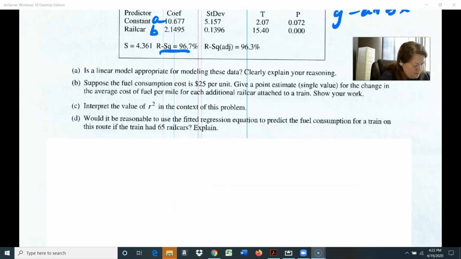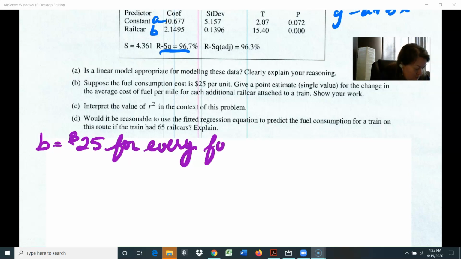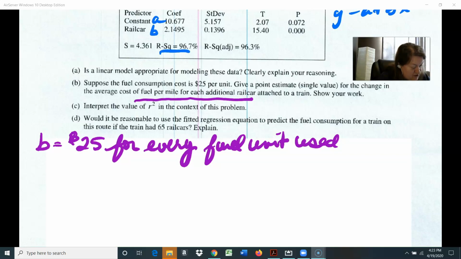So what we're looking at for part B, let's change the color here. They are now saying that we are going to apply a cost to it. Before they just told us how much fuel we'd be using, right? So now it's going to be $25 for every fuel unit used. And they said, explain it as an average cost of fuel per mile for each additional rail car. So each additional rail car is the x's. That sounds to me like it's slope, right?